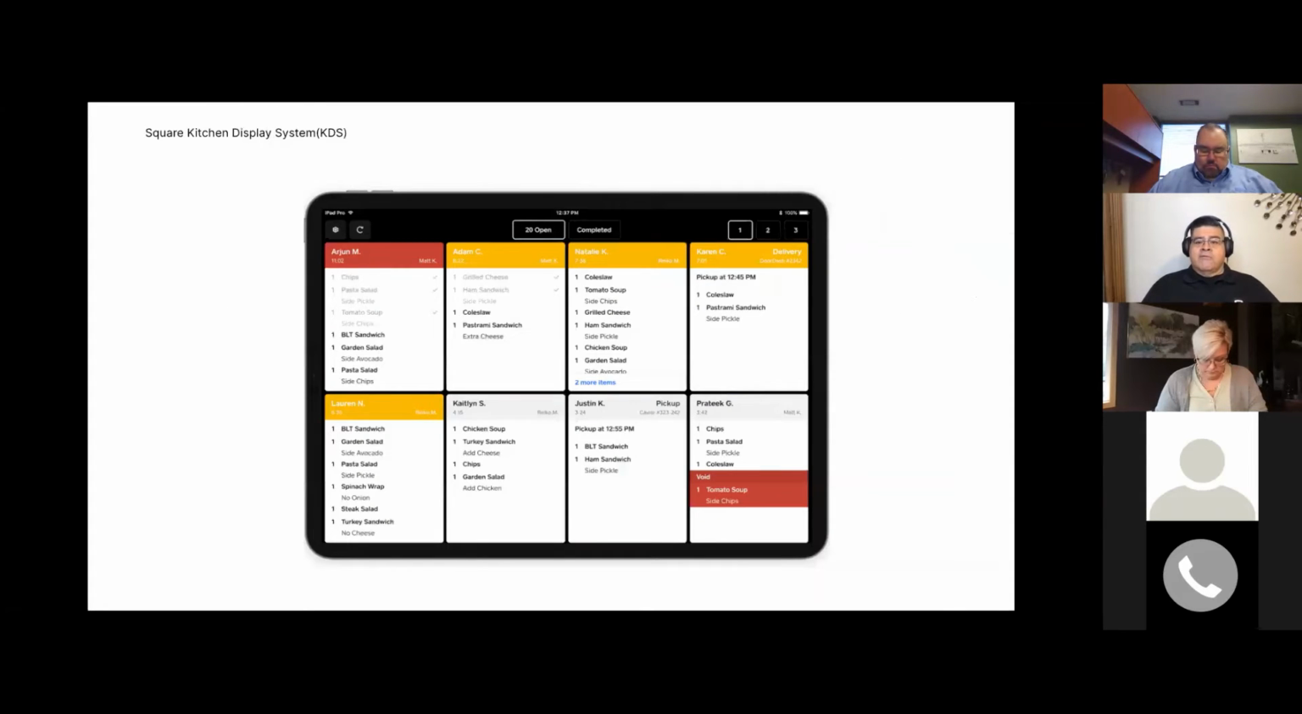And then our newest offering is Square KDS, which is a kitchen display system, right? So simply connect your kitchen display to the rest of your restaurant with Square for Restaurants. And again, see all your orders on one KDS screen wherever they're placed.